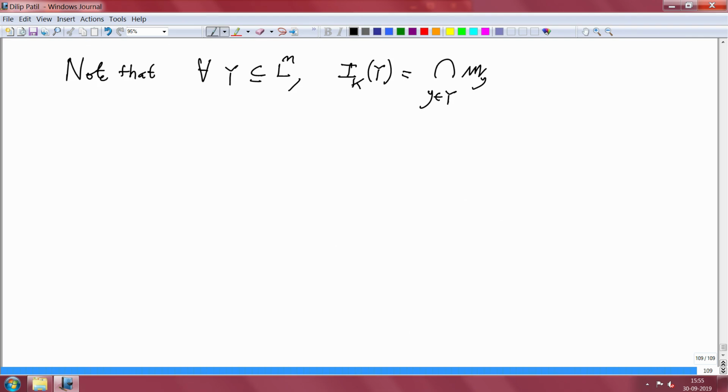Okay, now let us recall where we have Y in L^n. So elements of Y are tuples, small y in Y are tuples (y1,...,yn).